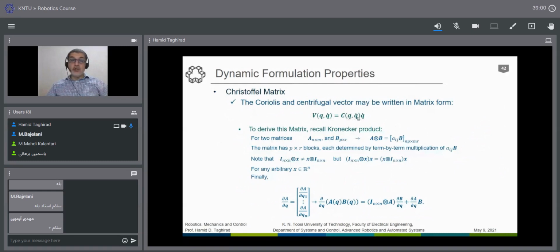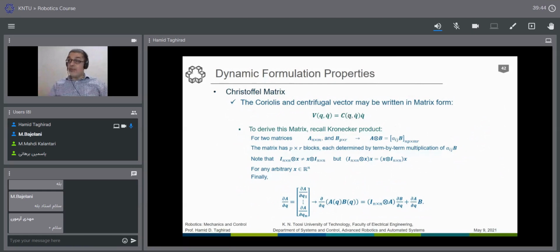And we can show that, again, this is not a unique representation, but C is much more beneficial to us than V. Although these two are the same, this matrix representation will give us a very, very important property. We call it skew symmetricity. You can find that the C matrix is skew symmetric by some manipulation that I will show you for any manipulator. And this skew symmetricity will help us in the control problem to remove this from many control stability problems and control design.